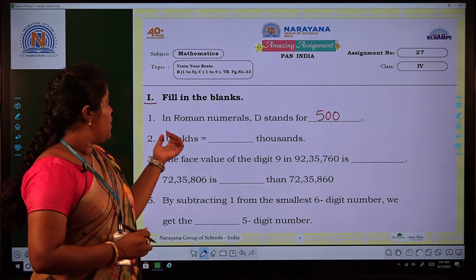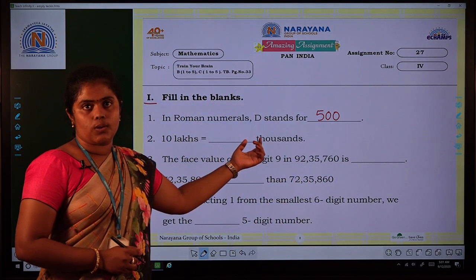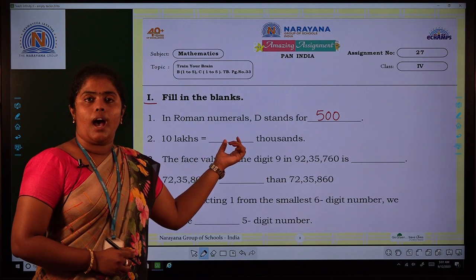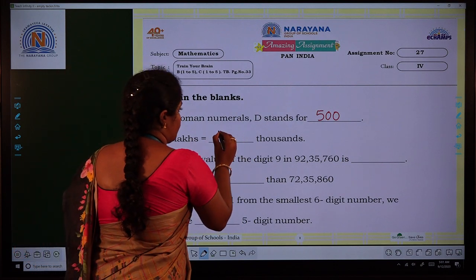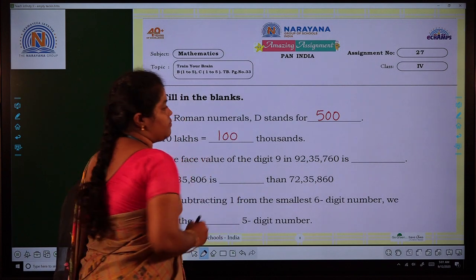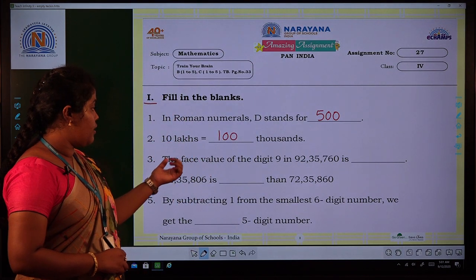Next question is, 10 lakhs equal to how many thousands? 10 lakhs equal to 100 thousands. Next, I hope everyone understands.